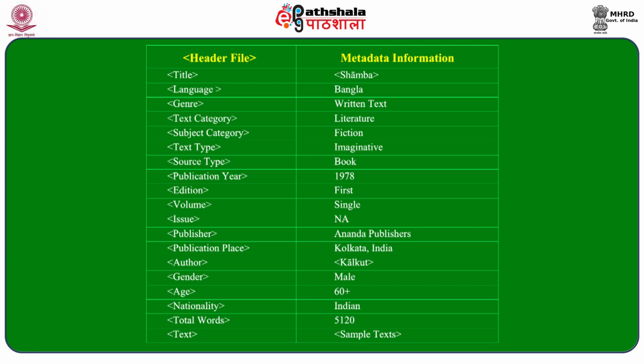Age of the author at that time: exactly appropriate information cannot be retrieved from this part, but a tentative age may be marked out as plus minus 50, 60 plus, 70 minus, or 30 plus. Okay, that kind of strategy can be adopted. The nationality of the writer is also identified. The total number of words available in the text is also identified. Then the text type, that is, the original sample text, is also included.